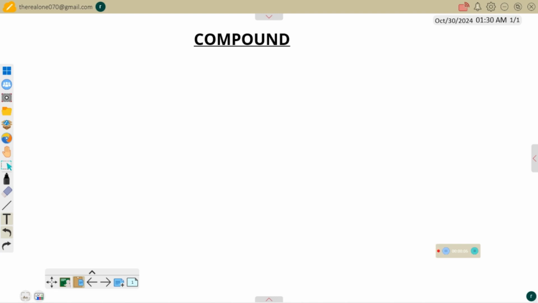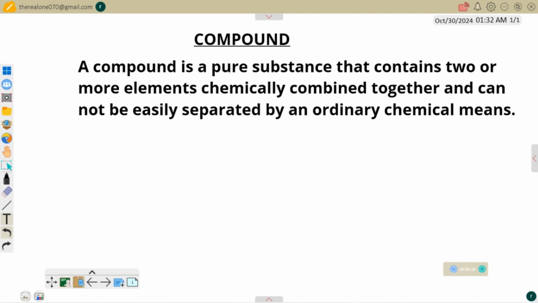So a compound can be defined as a substance that contains two or more elements chemically combined together. Or we can define a compound as a pure substance that contains two or more elements chemically combined together and cannot be easily separated by ordinary chemical means. So the definition is as simple as this.